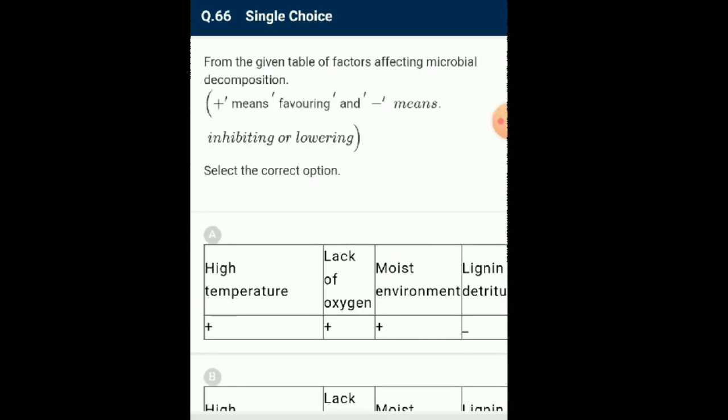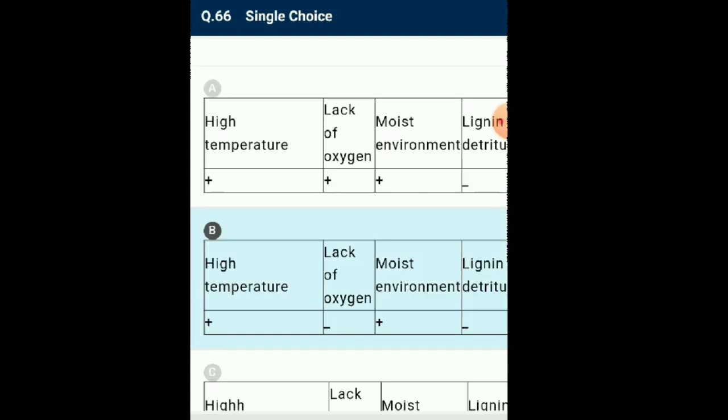Question number 66. From the given table of factors affecting microbial decomposition, positive means favoring and negative means inhibiting or lowering. Select the correct one. Here the matching option is option B. High temperature is favorable for decomposition. Absence of oxygen is not favorable. Moist environment is favorable. If the cell wall is made up of lignin and chitin detritus, it is not favorable for microbial decomposition.